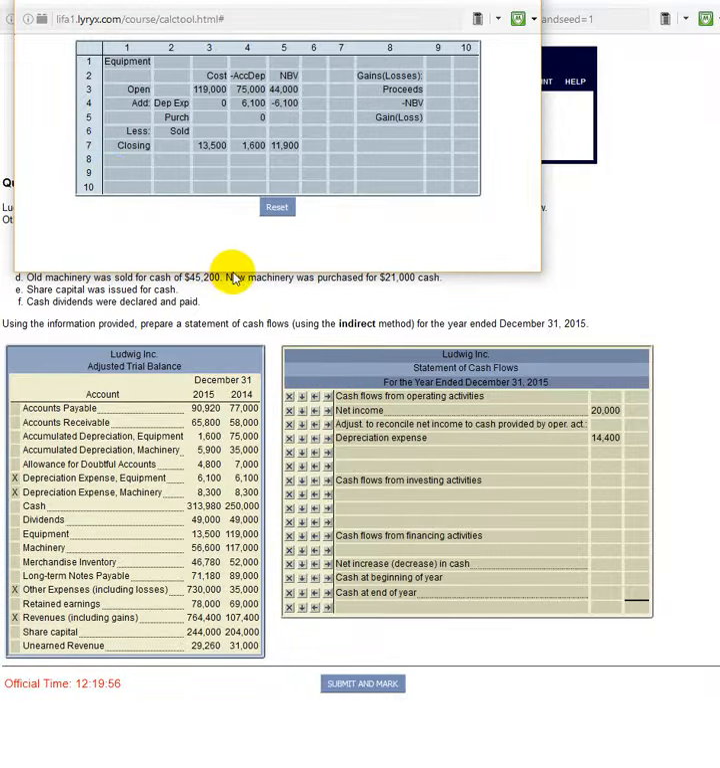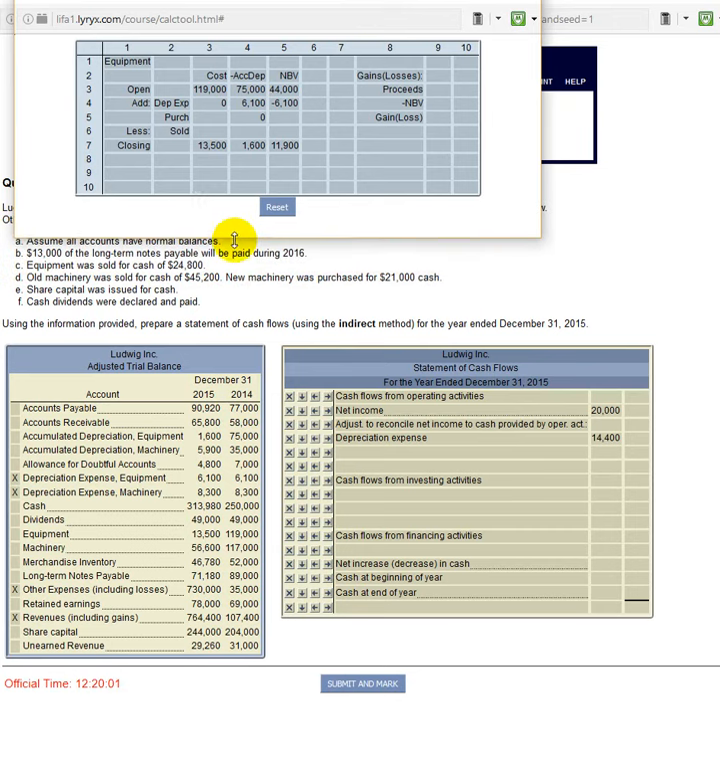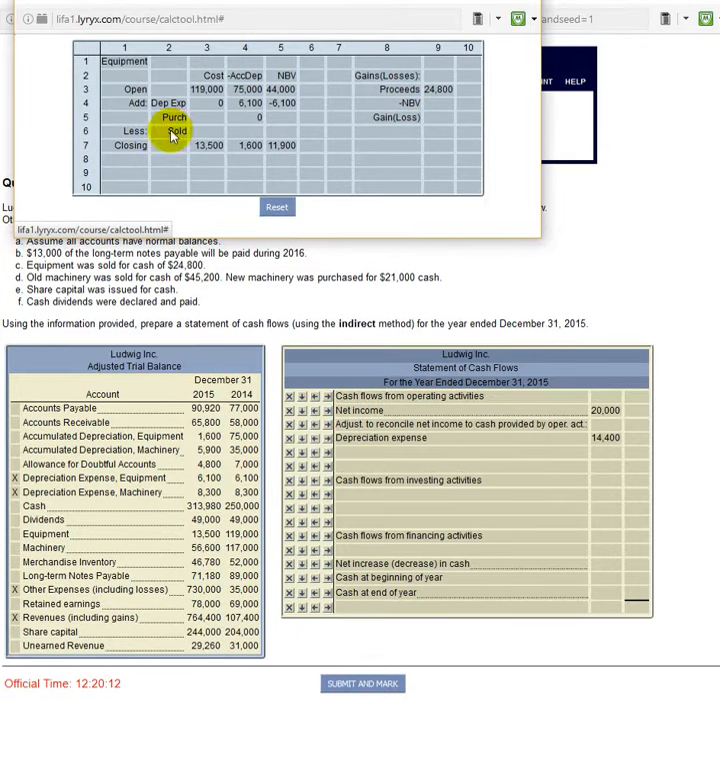Now, let me tidy up here just a little bit. The information we've been given includes the fact that equipment was sold for cash of $24,800. So the proceeds go here. $24,800 was the proceeds amount. And we need to reconcile these equations in order to determine the cost and accumulated depreciation and net book value of the assets which were sold. And we need to do that because we need to figure out what the net book value of those assets were to calculate the amount of the gain or loss. It doesn't tell us anything about purchases, so let's assume the purchases were 0.